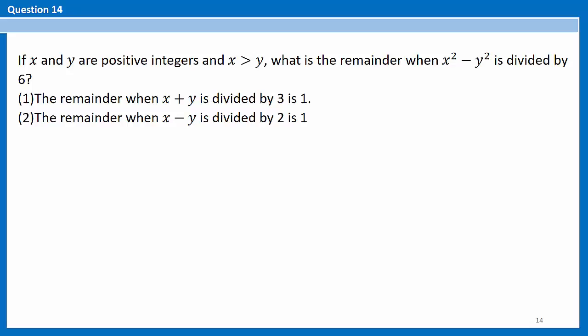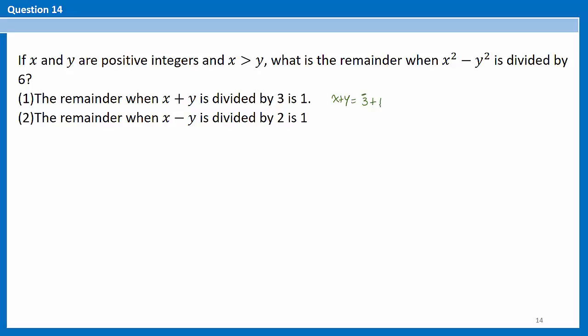If x and y are positive integers and x is greater than y, what is the remainder when x squared minus y squared is divided by 6? Now, statement number 1 says that the remainder when x plus y is divided by 3 is 1. So x plus y is a multiple of 3 plus 1.